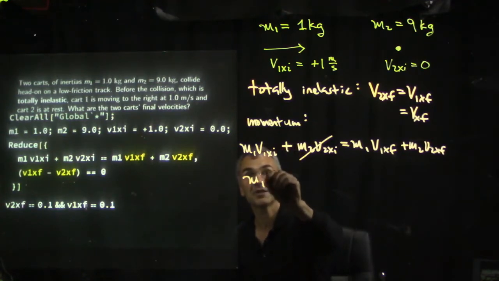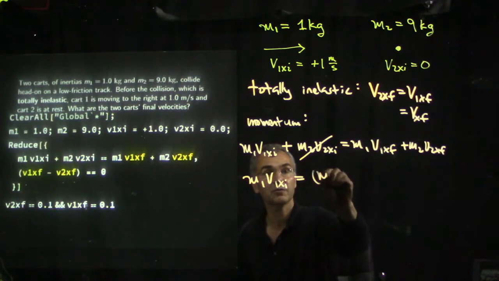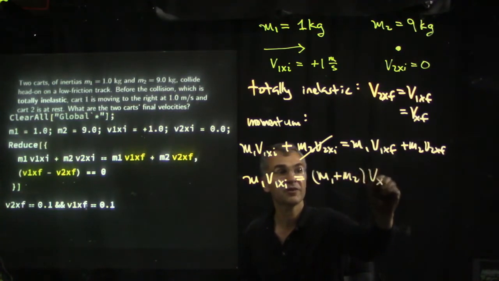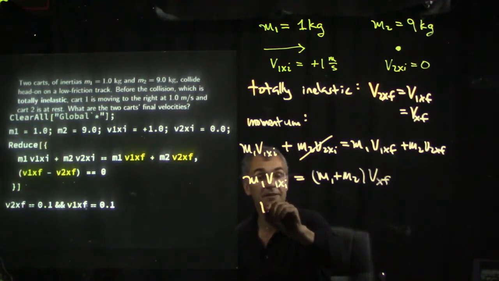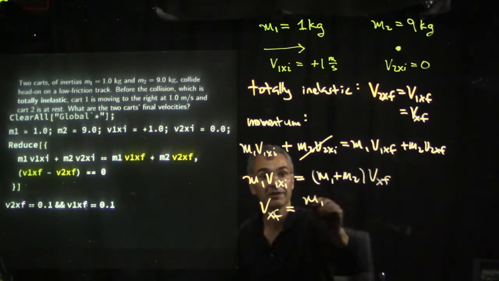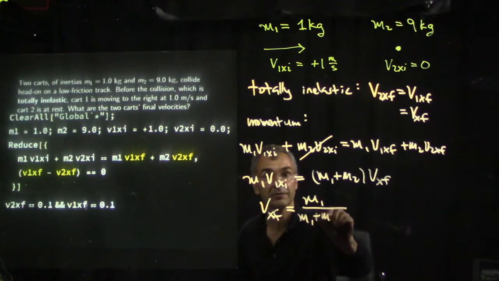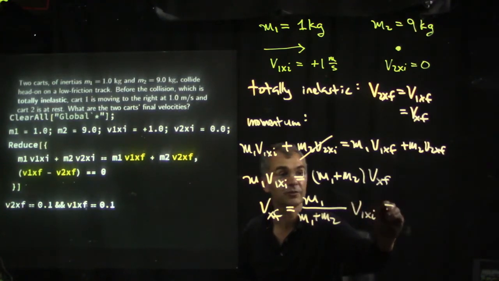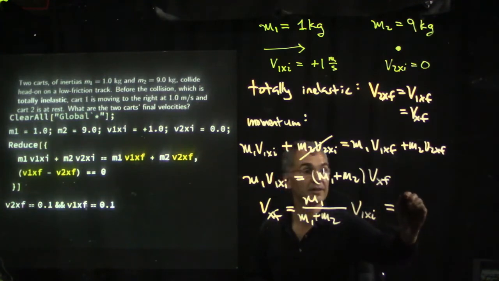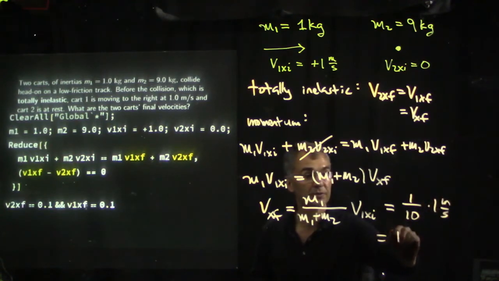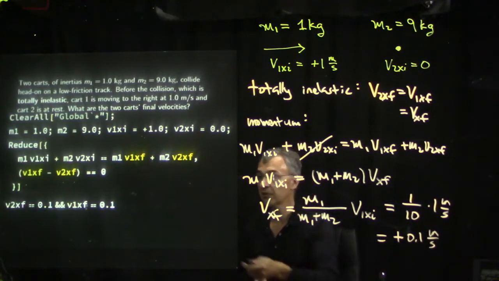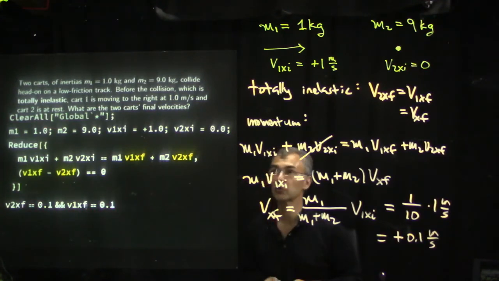So then you get m1 v1x initial equals (m1 plus m2) vx final. You see they have the same vx final, so this really makes the math nice. So you have vx final is m1 divided by (m1 plus m2) times v1x initial. And what is that? It seems like it is 1/10 of 1 meter per second. So that is plus 0.1 meter per second. Let's see what Wolfram Mathematica said. Oh, look at this. Wolfram Mathematica said they both equal plus 0.1. I love totally inelastic collisions.